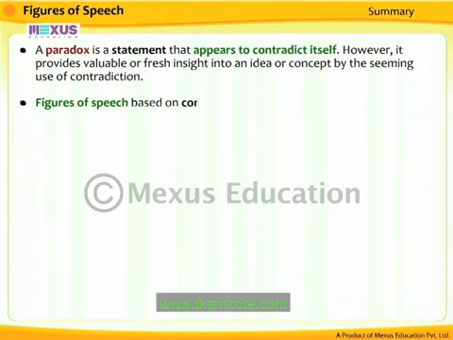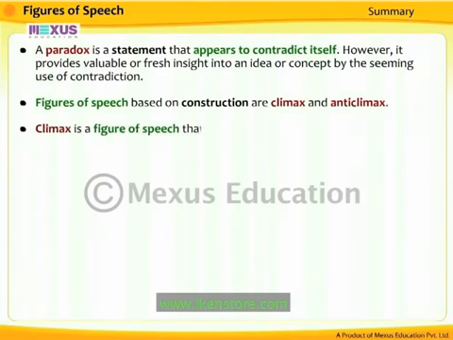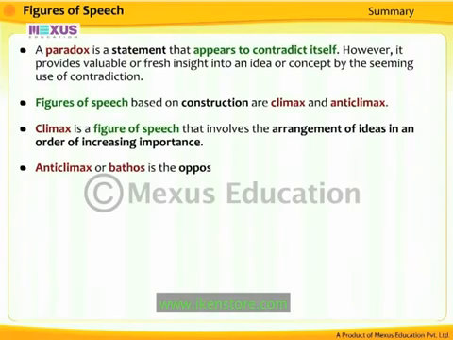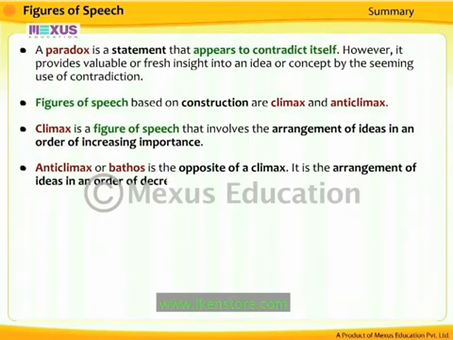Figures of speech based on construction are climax and anticlimax. Climax is a figure of speech that involves the arrangement of ideas in an order of increasing importance. Anticlimax or bathos is the opposite of a climax. It is the arrangement of ideas in an order of decreasing importance.